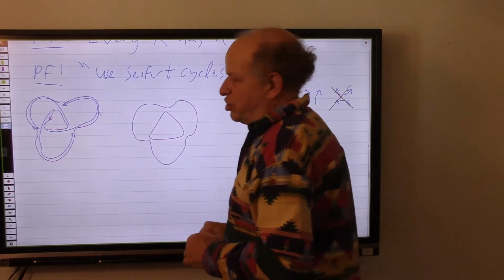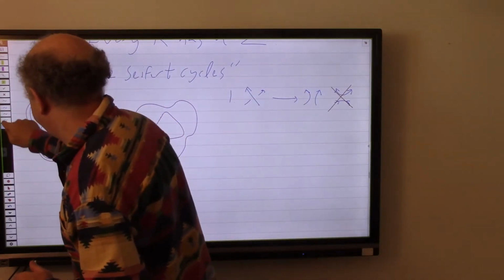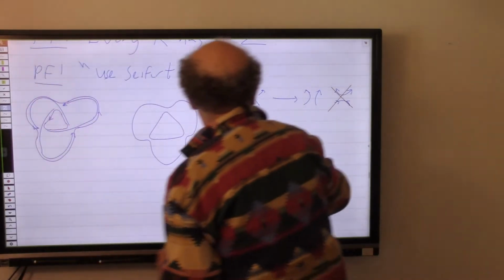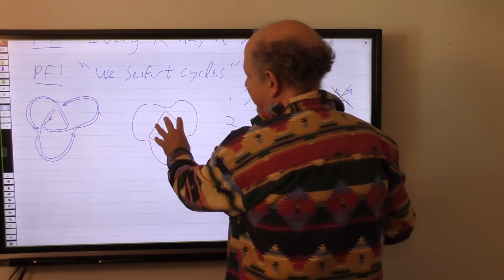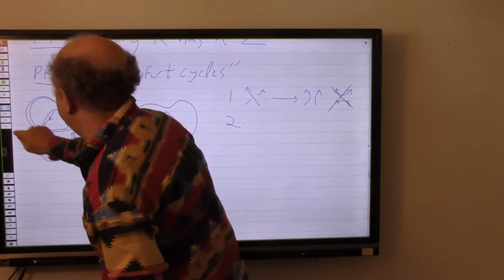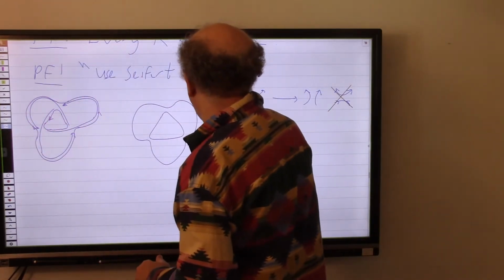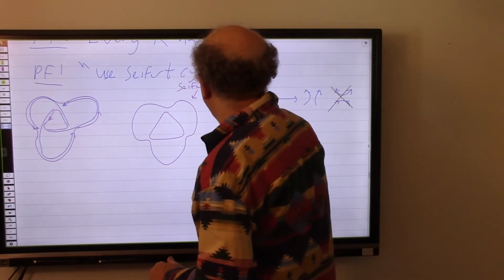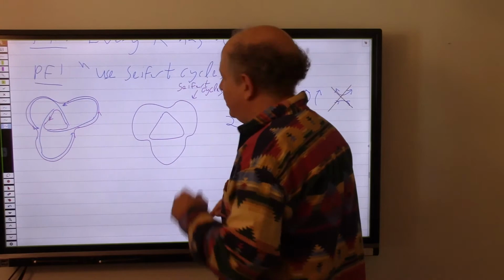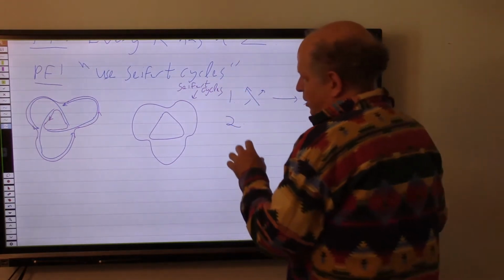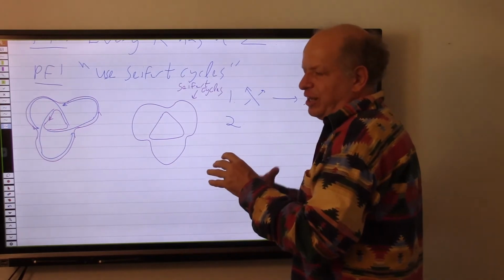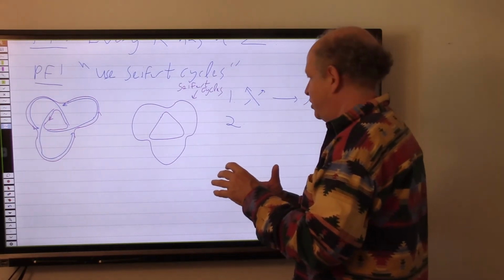Good. So the second step is, these things are called the Seifert cycles, and there are two of them. So these are the Seifert cycles. And the second step is to write each Seifert cycle as the boundary of a disk.